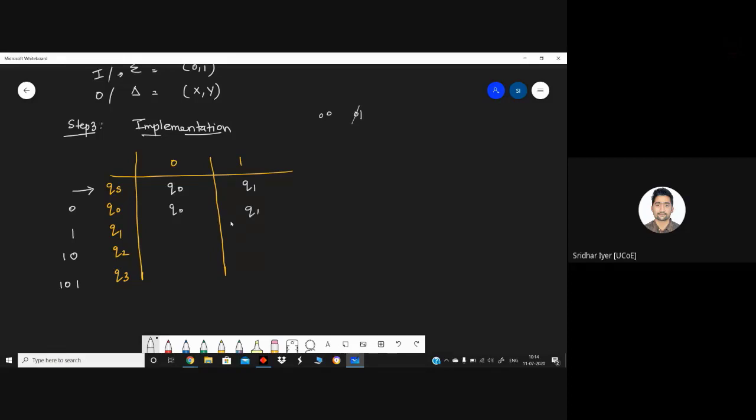Okay. Next up, 10. I have a state corresponding to 10, which is Q2. Others who have completed this table, kindly draw the diagram and compare your answers whenever I'm done with this particular solution. Okay. Next up, 11.